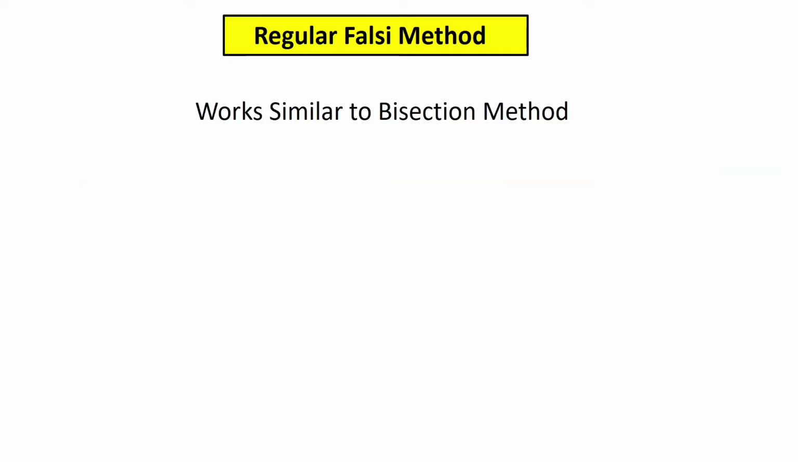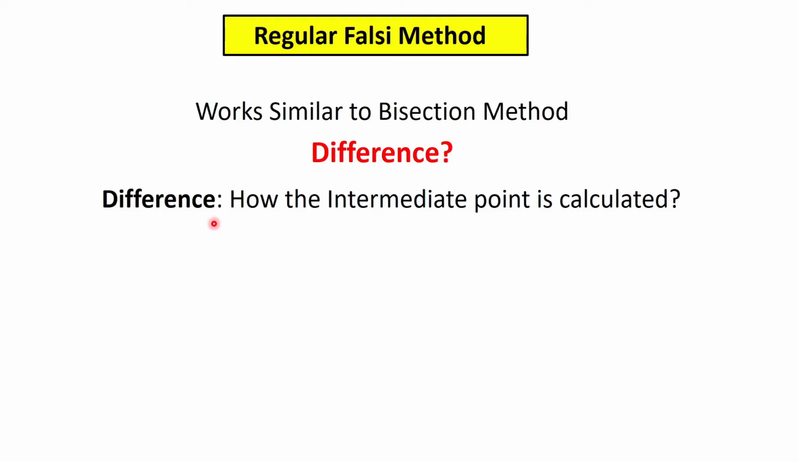So as we discussed, regula falsi method works similar to the bisection method. But the question is, then what is the difference between the regula falsi method and the bisection method, as both are methods to find the roots of an equation? The difference lies actually in the way in which the intermediate point is calculated in both the methods.